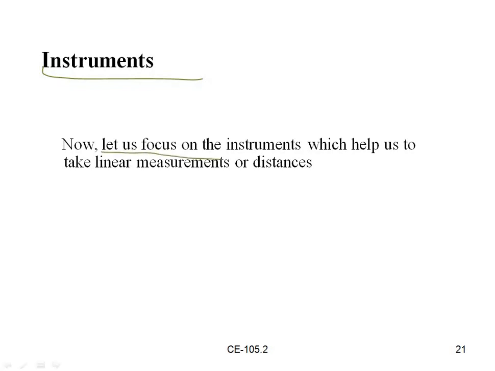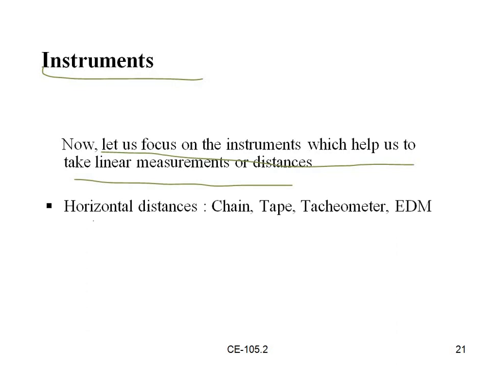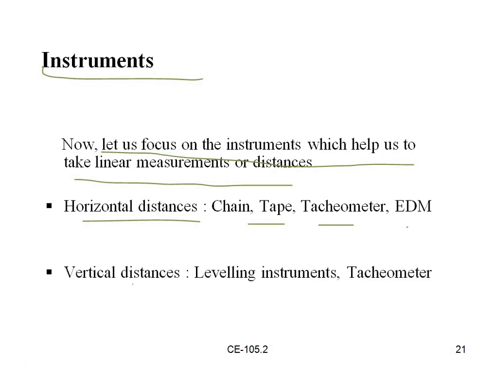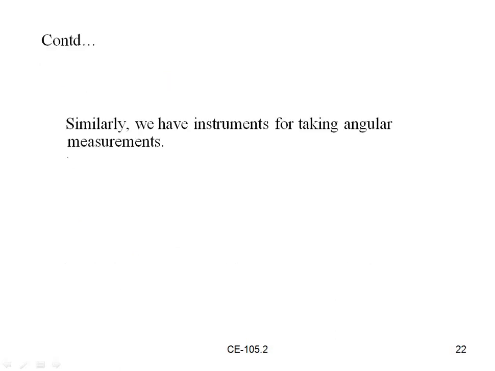Now let us focus on the instruments which help us to take linear measurements or distances. For horizontal distances we use chain, tape, tachometer, EDM. And vertical distances will be measured by leveling instruments and tachymeter. So these are the instruments for horizontal and vertical distances.